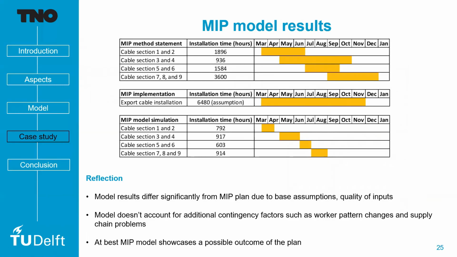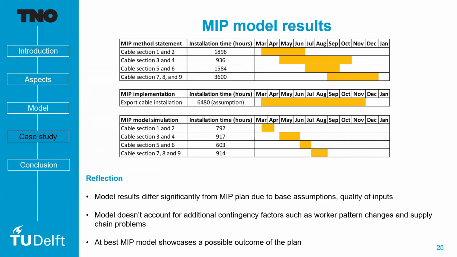So once this MIP model was applied, we could compare it to the actual outcome. The method statement, or what was originally planned for undertaking the cable installation, contained the following installation time for the following cable sections. And the process was supposed to last from March all the way until December. So there were lots of contingency factors planned in between here. When it was implemented in real life, the installation time took a total of 6,480 hours, and it took place from March all the way until November.